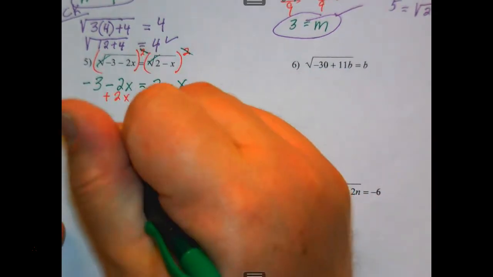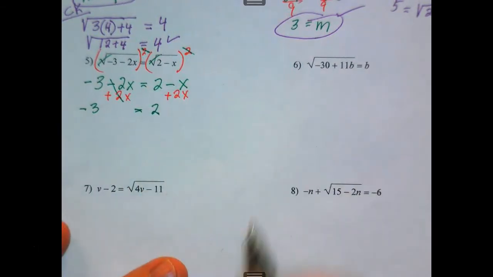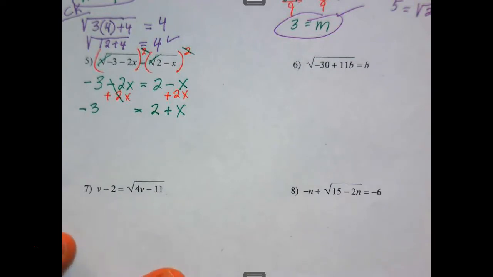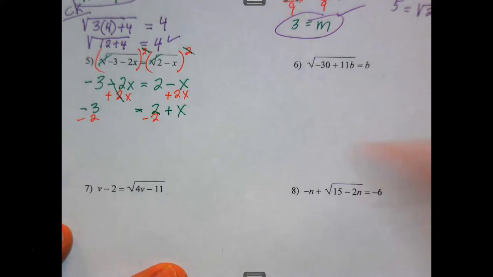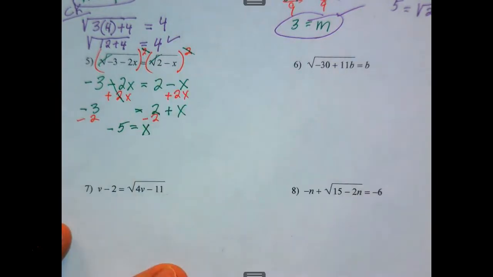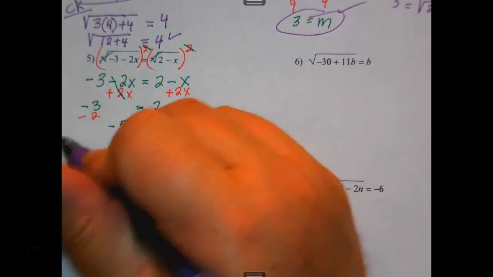I get negative 3 equals 2 plus x. Then I'm going to subtract 2 from both sides. Yep, x equals negative 5. I have to check it. Check, check, check. Yes, you have to check.